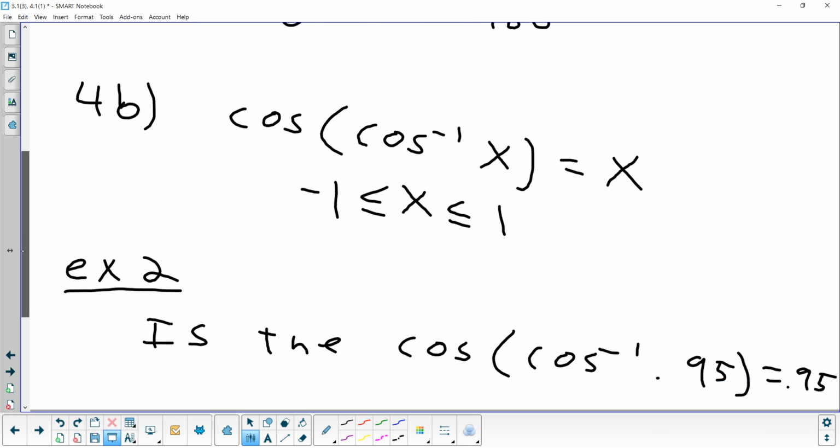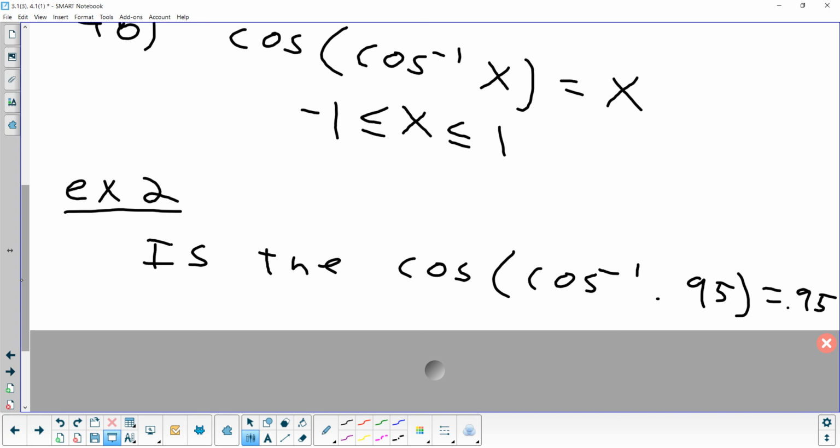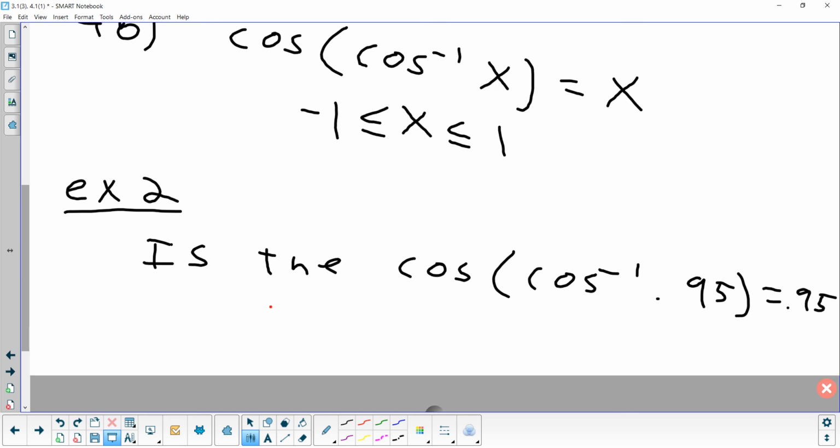So Colby, what are we supposed to be between in formula 4b? Yep, -1 and 1. And in this case, Lacey, what did I plug in? 0.95. And is 0.95 between -1 and 1? Yes. So the answer here is yes. We figured out the formula and what we had to be between, and that number is between. So, perfect.